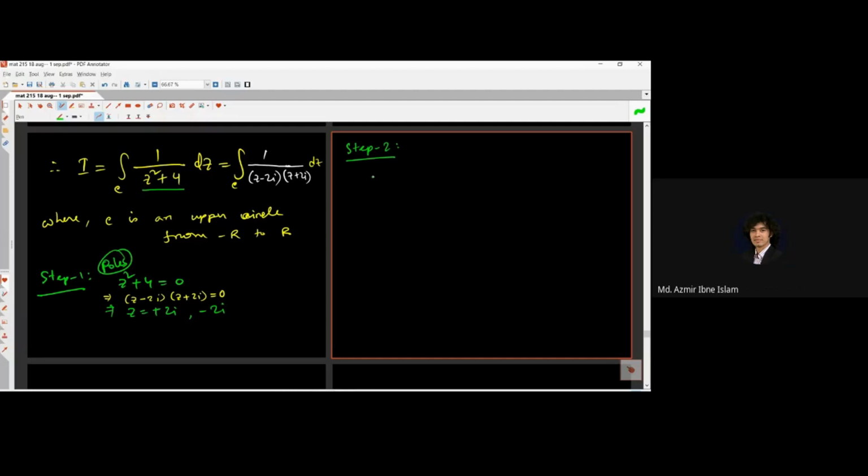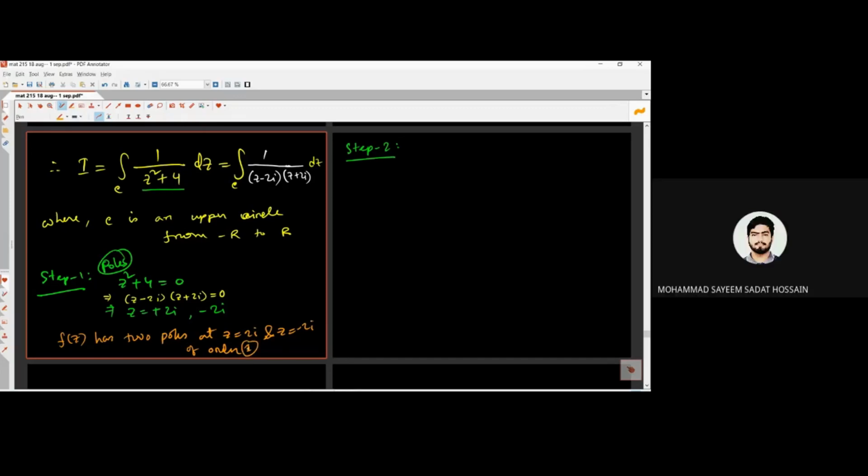So step 2 is to check which poles are inside the upper circle and which are not. At the same time, we have to find the residues. But before that, let's find the order. This function f of z has 2 poles, at z equal to 2i and at z equal to negative 2i. Both are of order 1. So the value of m is 1.